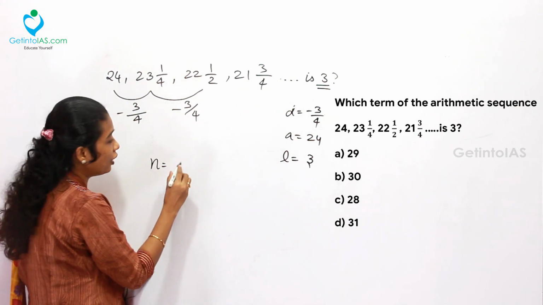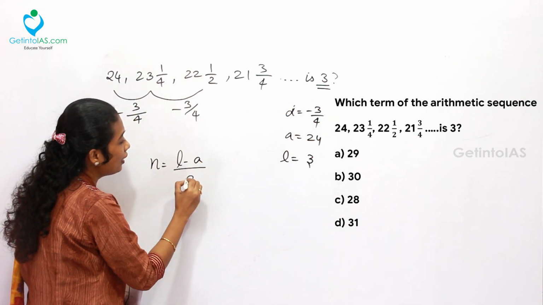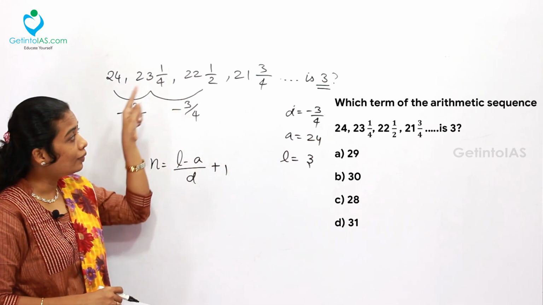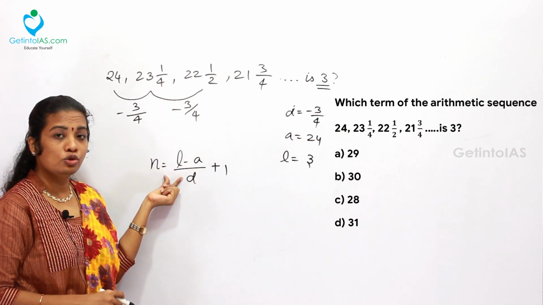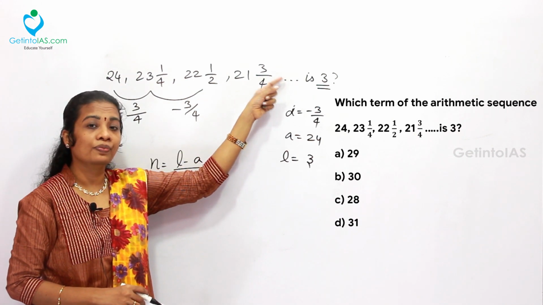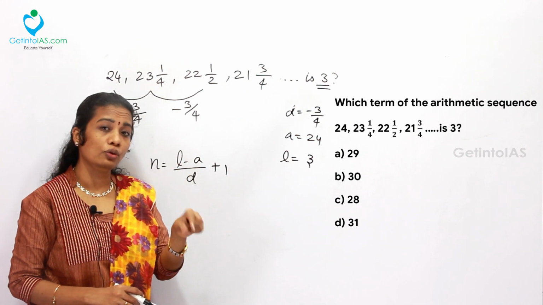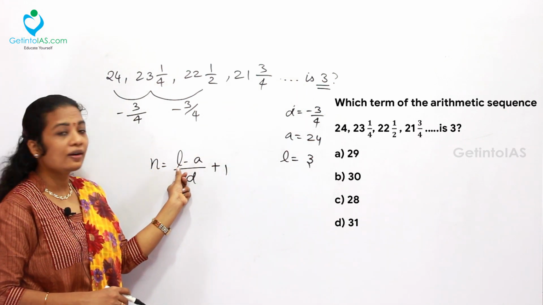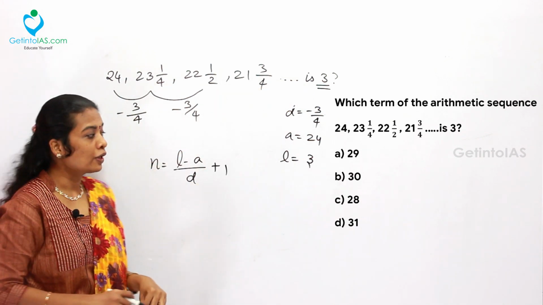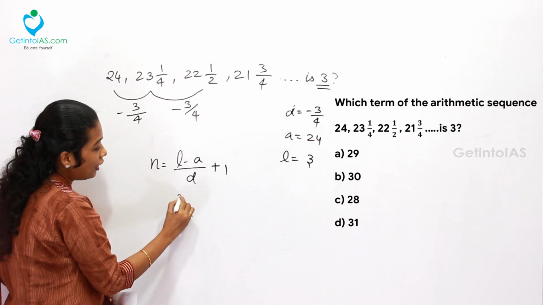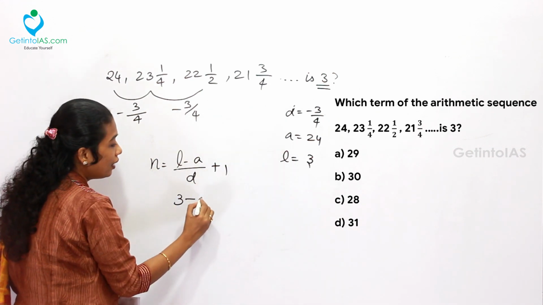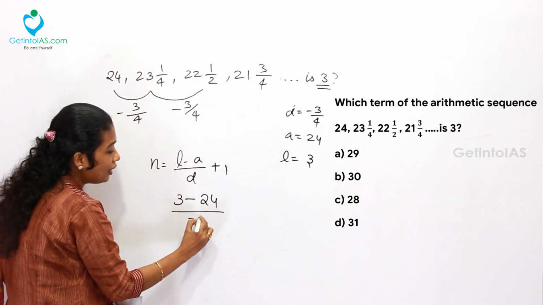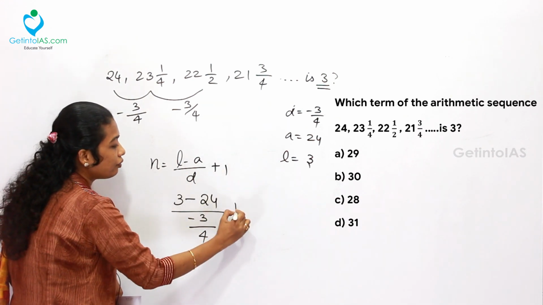So here n is equal to (L minus A) by D plus 1. Usually for the last term, you take the original last term and substitute. But in these kinds of sums, the exact value is given and they ask you to find which term it is placed at. Simply consider L as the desired number. So L is 3, minus A which is 24, divided by D, which is minus 3 by 4, then finally plus 1.